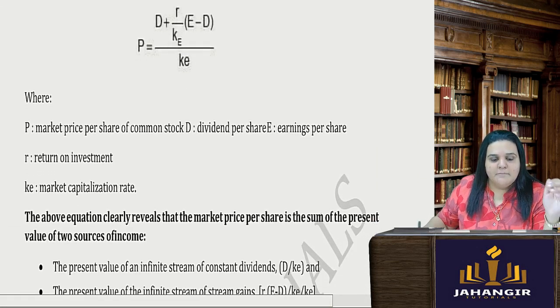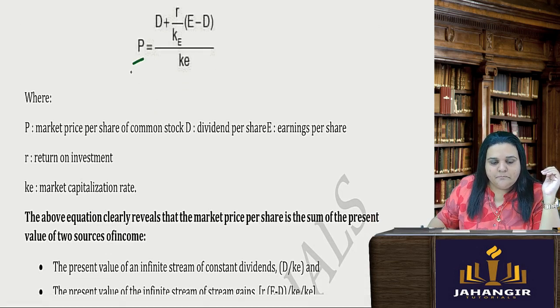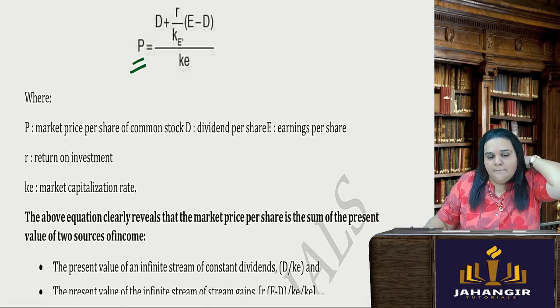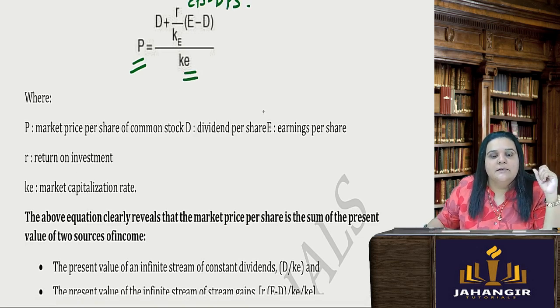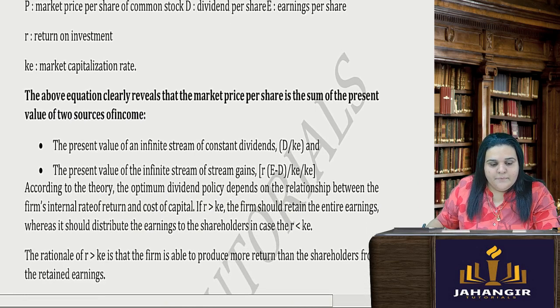So the formula given by him is that the price is nothing but dividend plus return on investment upon cost of equity, times earning per share minus dividend per share, upon cost of equity, the market capitalization rate. This we have solved in the sums.